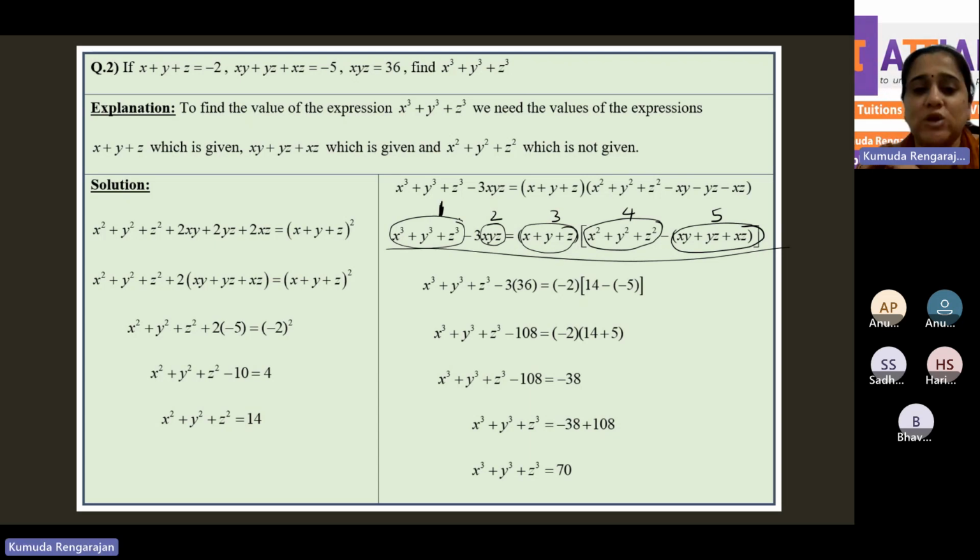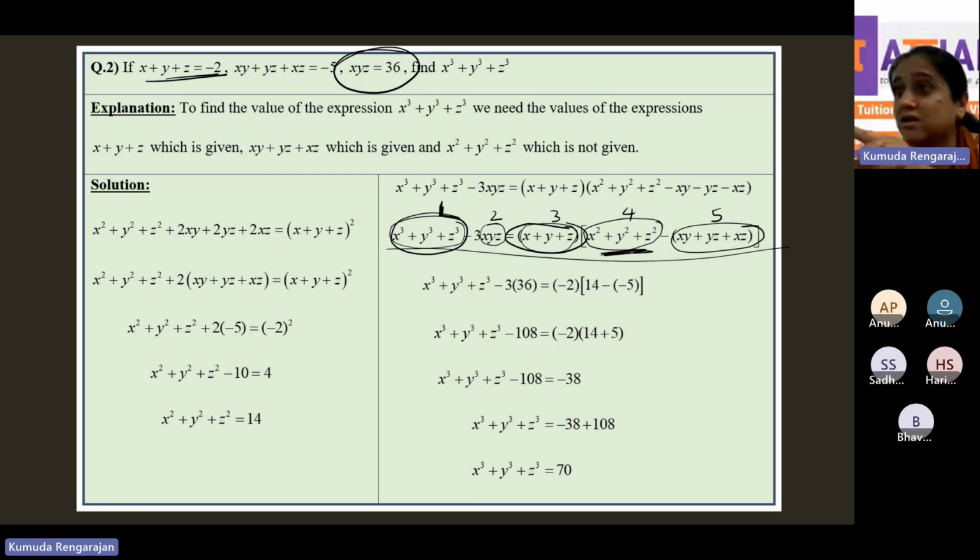You have to find the value of the first expression, x cube plus y cube plus z cube. To find the value of this one, you need the numerical values of the remaining 4 expressions. That is, you should know the value of xyz. That is given in the question. You need the value of x plus y plus z. That is also given in the question. You need the value of x squared plus y squared plus z squared. That is not given to us in the question.